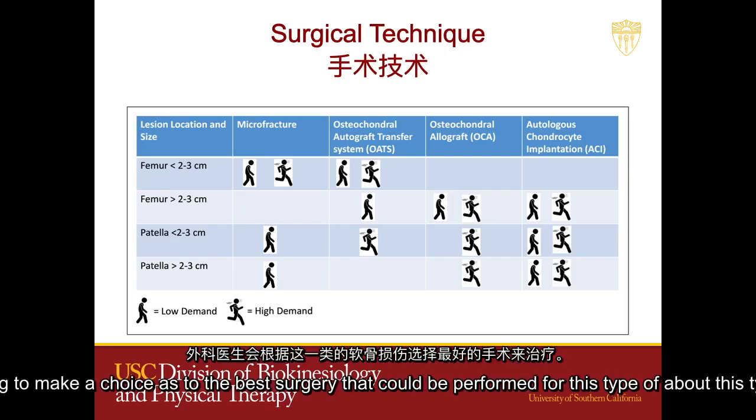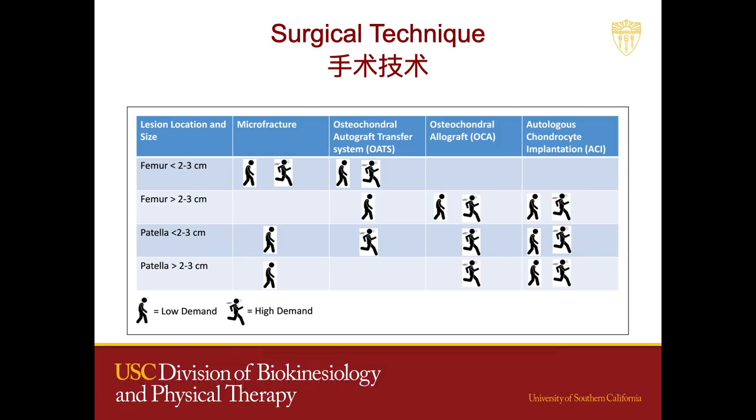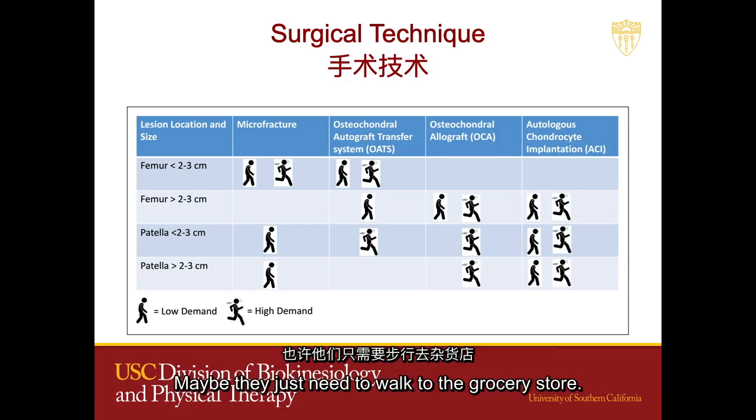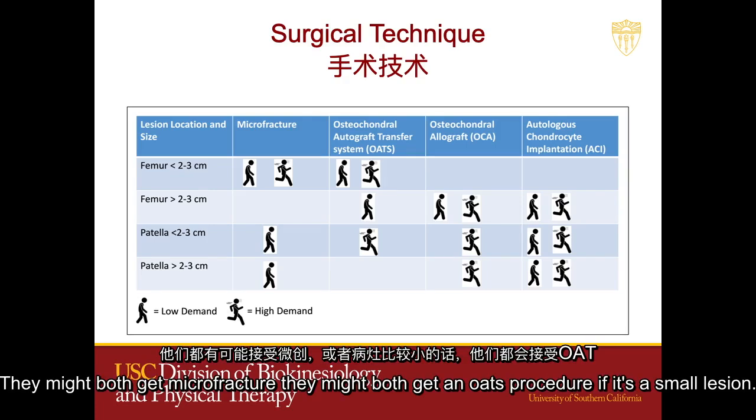Okay, so the surgeon is going to make a choice as to the best surgery that could be performed for this type of cartilage lesion. What you'll notice is that there are some decisions that they tend to make to decide the best surgery. What this chart shows you is if the injury is on the femur, then the patient who might be more active, more of an athlete, as well as a patient who has low demand, maybe they just need to walk to the grocery store, might both get microfracture.